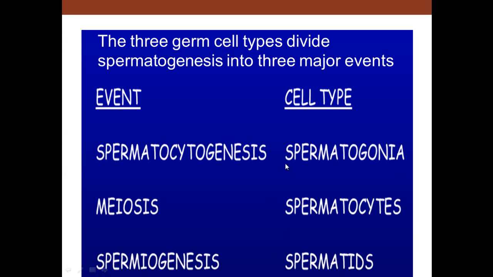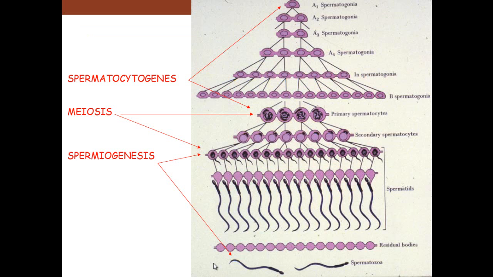And in fact, the three different types of germ cells, spermatogonia, spermatocytes, and spermatids, mark the three major divisions of spermatogenesis, which are spermatocytogenesis, or mitosis, meiosis, and spermiogenesis. There's no counterpart to this in the female reproductive system. It goes from a round cell to an elongated cell, characteristic of that species, without any cell division.